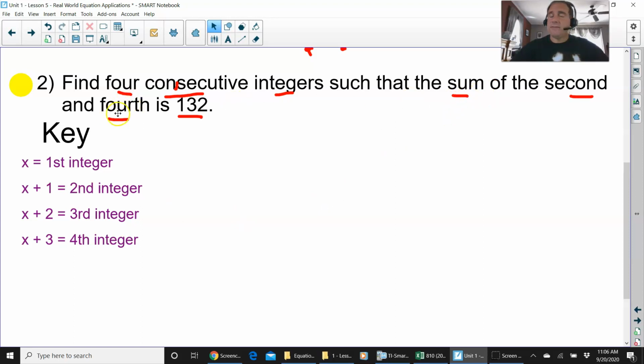Now, what I want you to do is use the second and the fourth for an equation, set it equal to 132, combine like terms, and solve. Figure out all four consecutive integers. All right? And try that now. Press pause and try the problem right now.